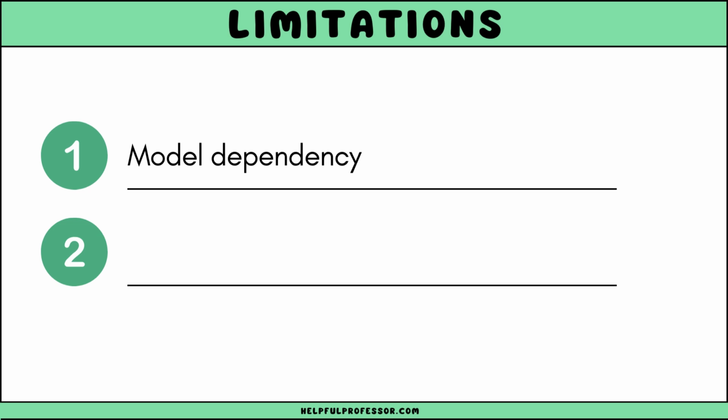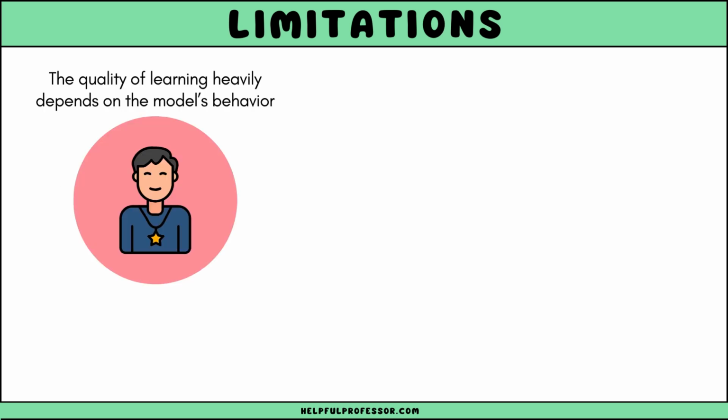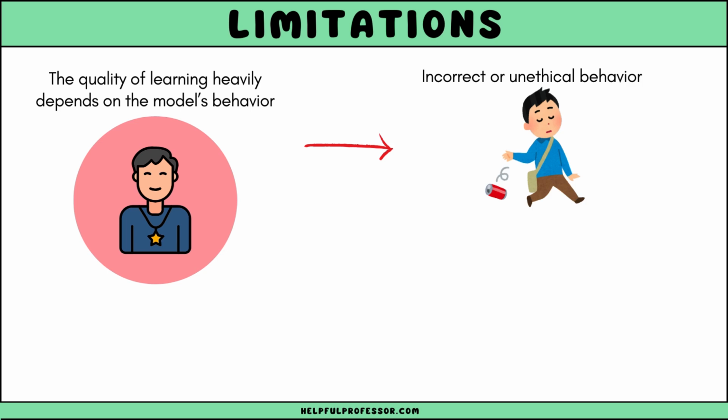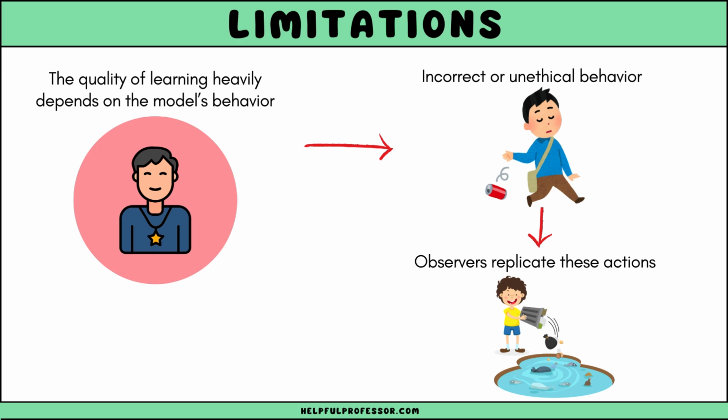One major limitation is model dependency. The quality of learning heavily depends on the model's behavior. If the model demonstrates incorrect or unethical behavior, observers might learn and replicate these undesirable actions.